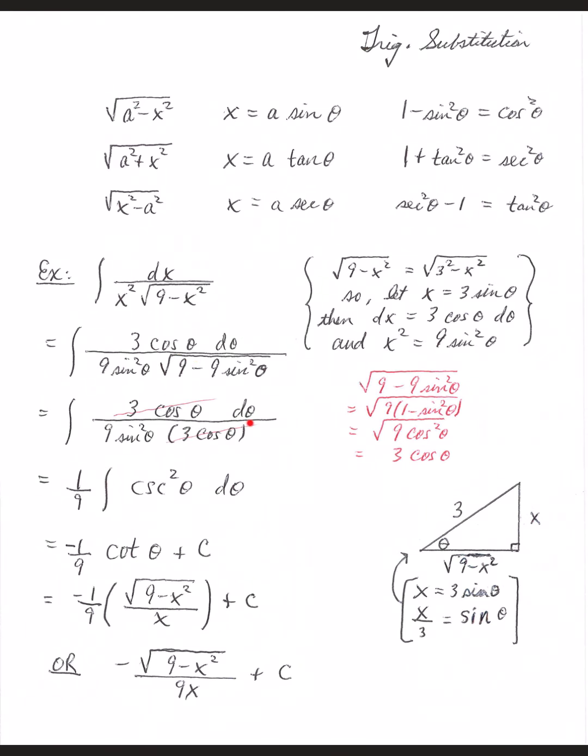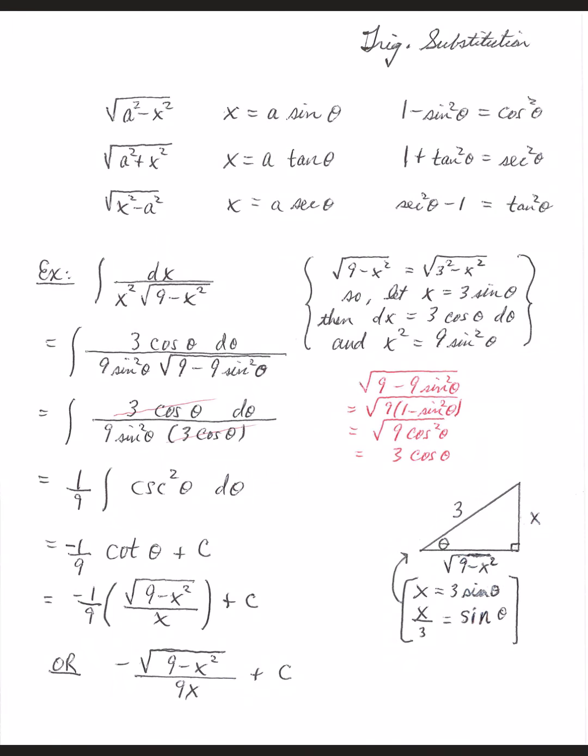This 9 out front, I'm going to factor out, so we have 1/9 times the integral. Sine squared in the denominator, 1 over sine is cosecant, so 1 over sine squared theta can be rewritten as cosecant squared theta. And then I'm just going to drop d theta down. That's our differential after the substitution. The antiderivative of cosecant squared is negative cotangent. And then that 1/9 is still multiplied in there.